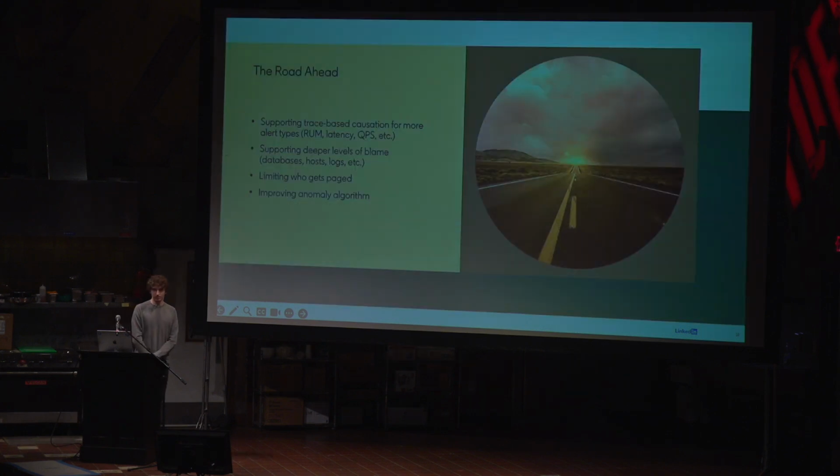So what does the road ahead look like? One, I talked a lot about error-based causation. We want to expand this to handle different kinds of symptoms and signals. One of these is real user monitoring. We've invested heavily in having client applications emit events when there are crashes, when people experience errors, when they slow down, etc. But right now, we're not hooking together the client traces with the server side.